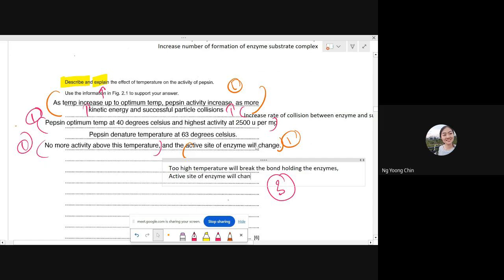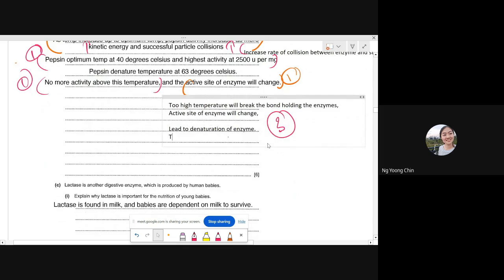Will change. Yeah, this is correct. Okay, so it will lead to the denaturation. You should add this denaturation of the enzyme. Okay, so the substrate is no longer complementary to the active site of the enzyme.